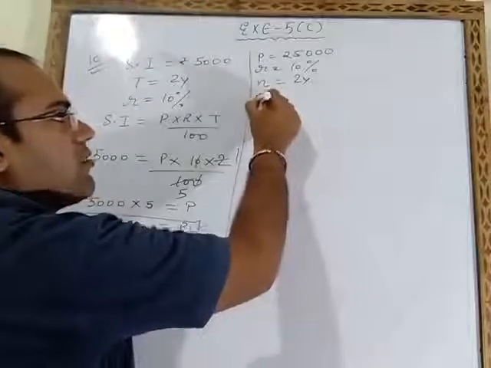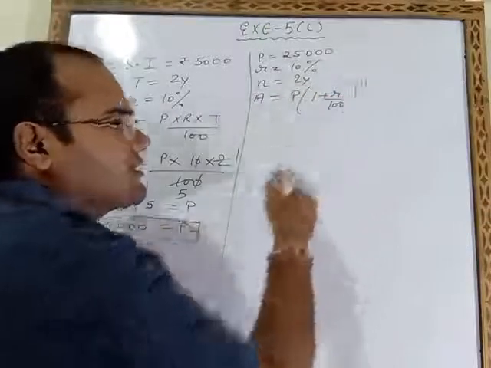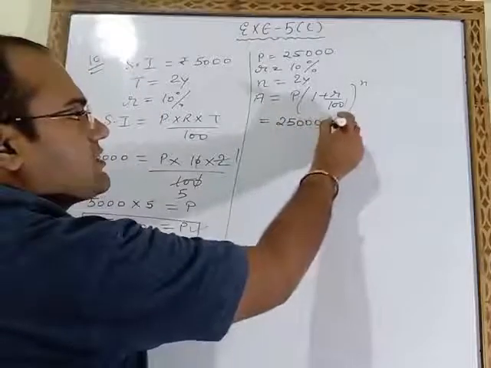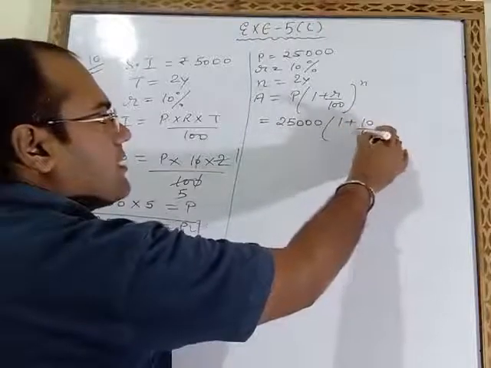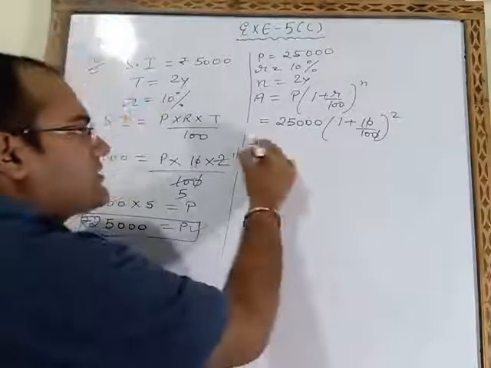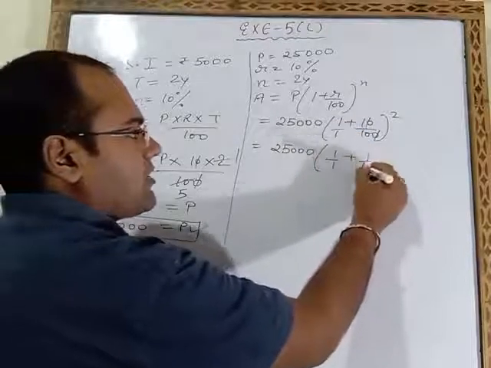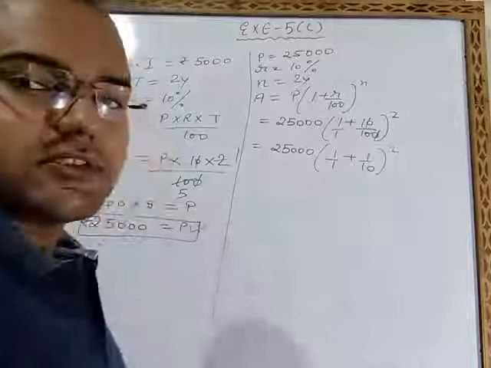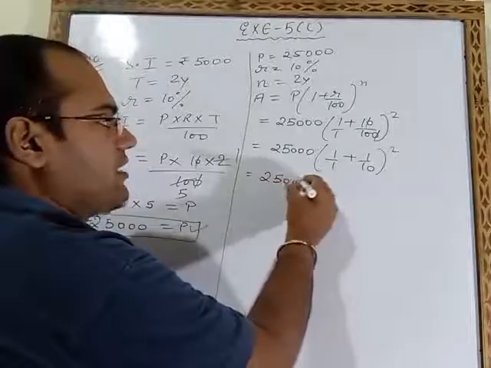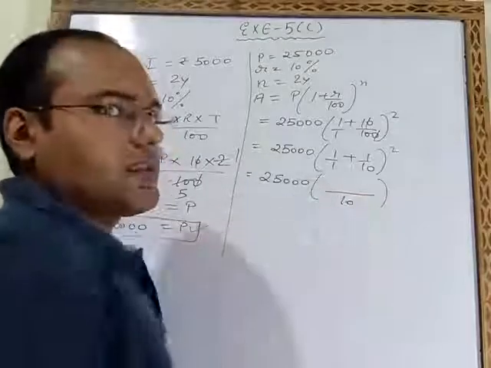फर्स्ट ऑफ ऑल यू विल फाइंड अमाउंट. अमाउंट इज इक्वल टू P 1 plus R upon 100 power n. This is the formula for amount. Now we will put the value. P की वैल्यू है 25,000. 1 plus 10 upon 100 power n. n में लेंगे 2. 0 and 0 will get cancelled. Now next step is 25,000 bracket 1 plus 1 upon 10 square. Now next step is we have to add these number by taking LCM. So this will become 25,000 LCM 10.